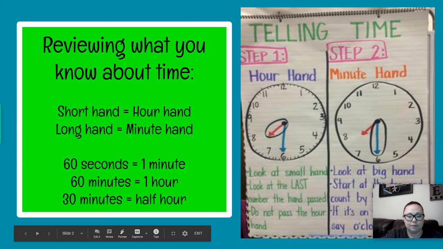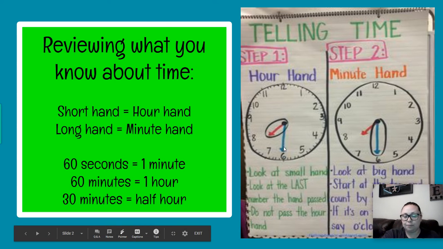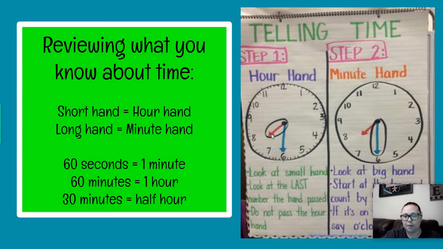So the first thing we're going to do is review what you already know about time. So you should already know from first grade and second grade that your shorthand right here, this red or pink hand, that is the hour hand. Okay? And I think your teachers have told you shorthand for hour because hour only has 4 letters in it. Okay? And then your longhand right here is for minutes. And it's because when you look at the word minute, it's longer. Okay?